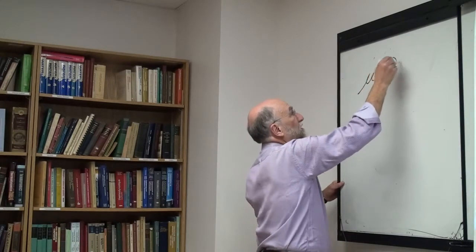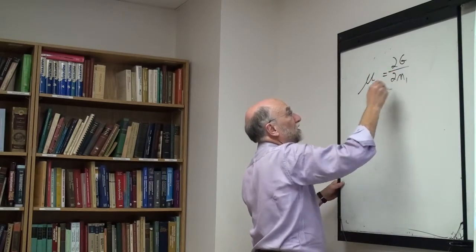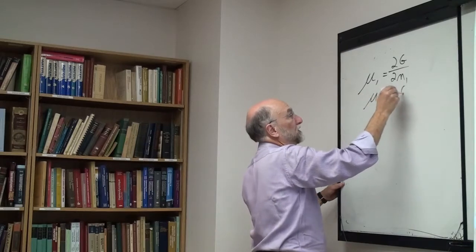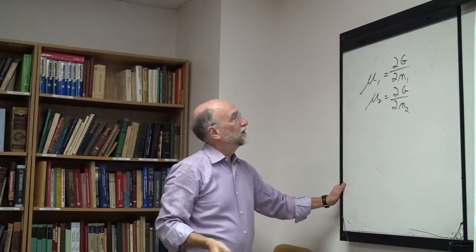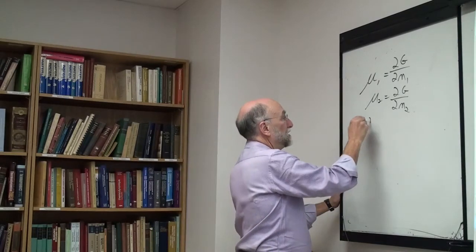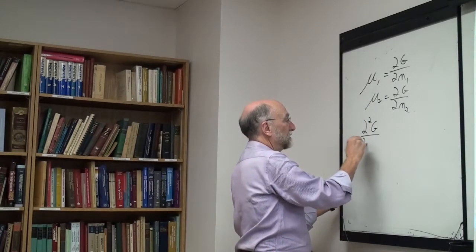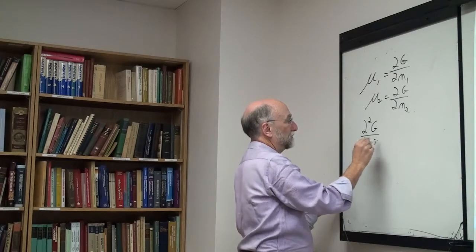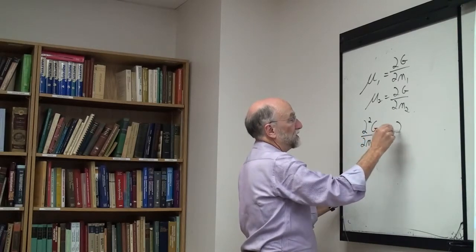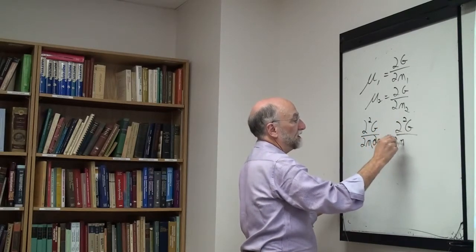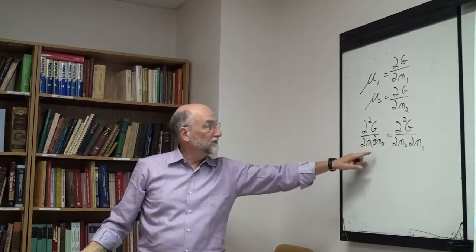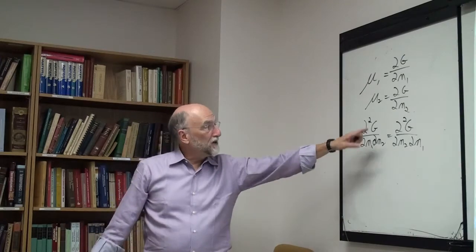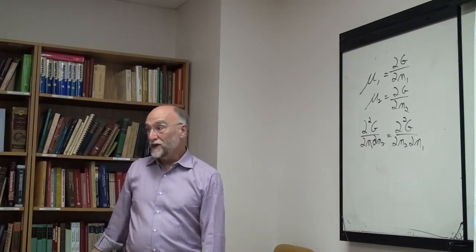If you take mu1 equal to dG/dn1 and mu2 equal to dG/dn2, then d squared G / dn1 dn2 must be equal to d squared G / dn2 dn1. In other words, the order of differentiation doesn't matter for the second derivative. d squared G / dn1 dn2 is the same as d squared G / dn2 dn1.